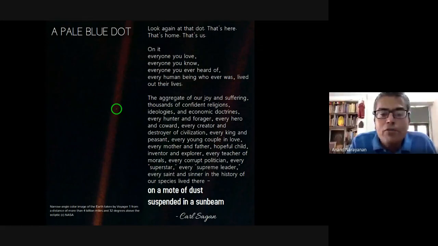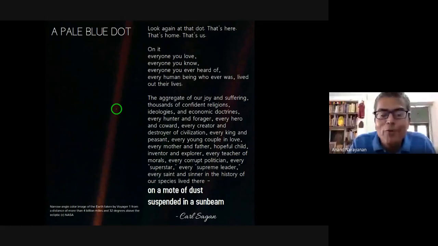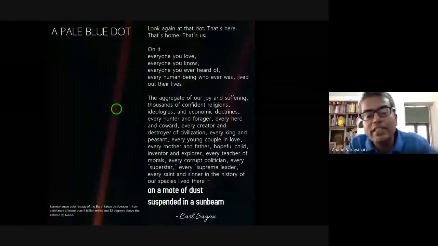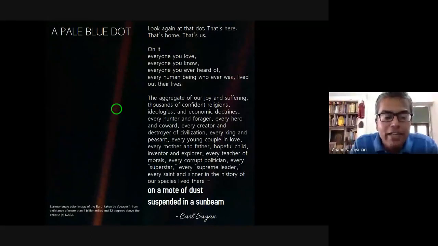These are very powerful words, very poetic words also, from Carl Sagan. And I think images like these remind us that we are living in a truly vast universe, and it puts a lot of things in perspective. Once in a while it's good to stare at an image like this and realize where we are in the vastness of the universe.